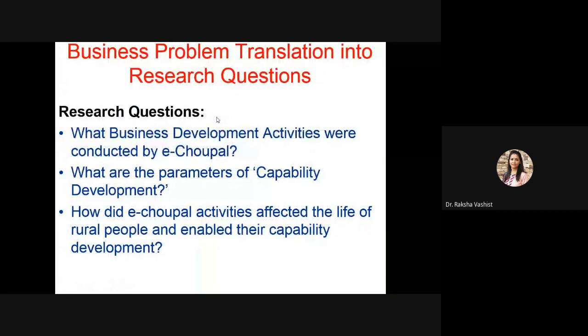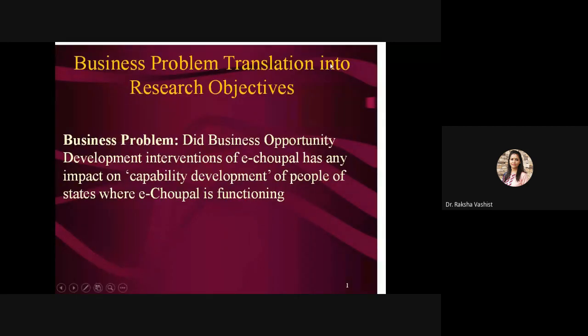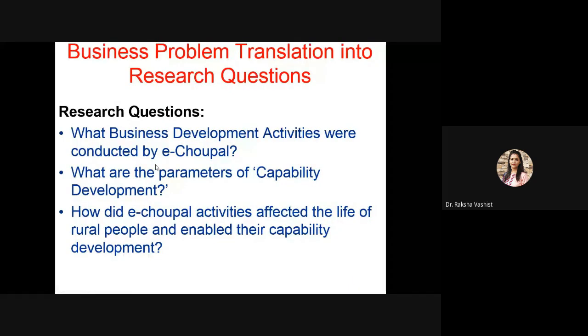We have translated the business problem into research questions. These three questions are: first, what business development activities were conducted by e-Chopal? That is related to our first variable, business development interventions. That is, what are the business development activities that were conducted by e-Chopal?